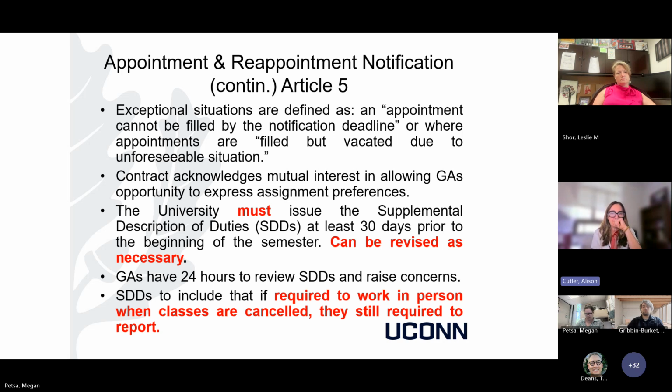Another thing that we added is, if you need your GA to be on campus when campus is closed, say during a big snowstorm, or if the power goes out and classes are canceled, maybe you need them to be there to feed the mice, you need to put that in their supplemental description of duties. There's going to be a box in the new template form, and you're going to need to check that box. So you're giving them the heads up that they may be required to be on campus when classes are canceled, and they should be reporting to work. Otherwise, if you don't do that, then they can be released and they can leave campus. Okay, next slide.